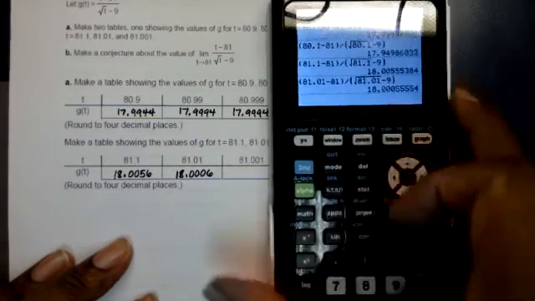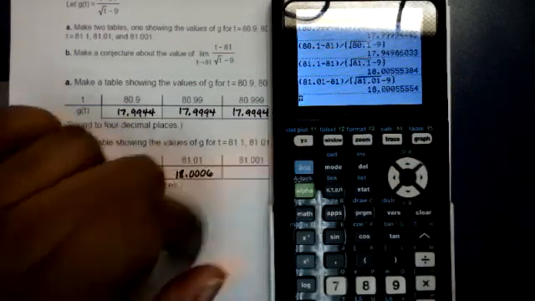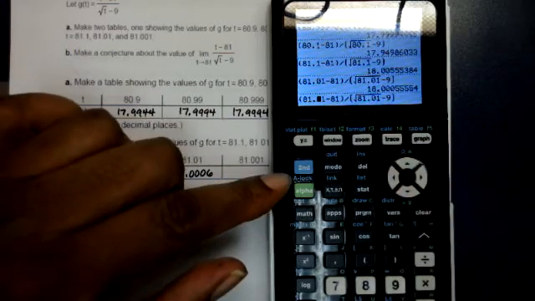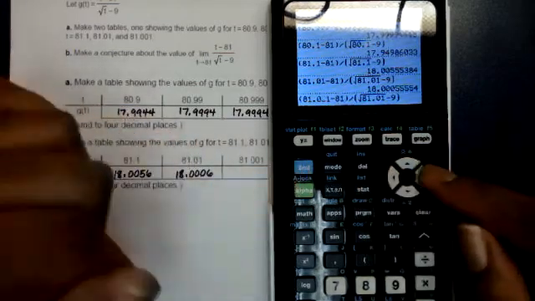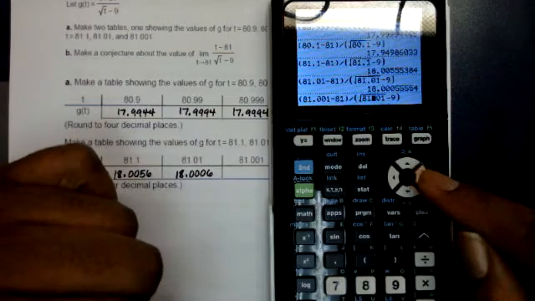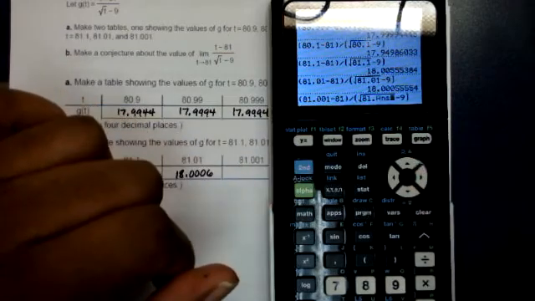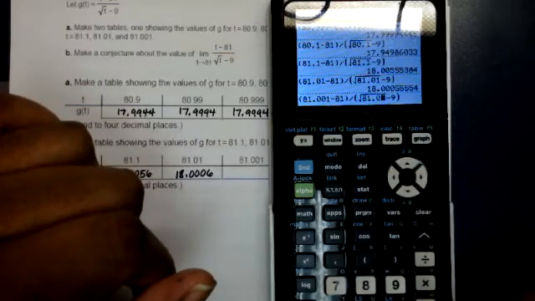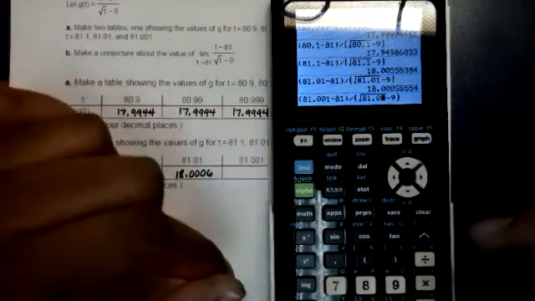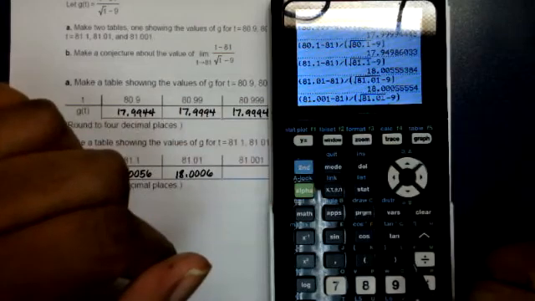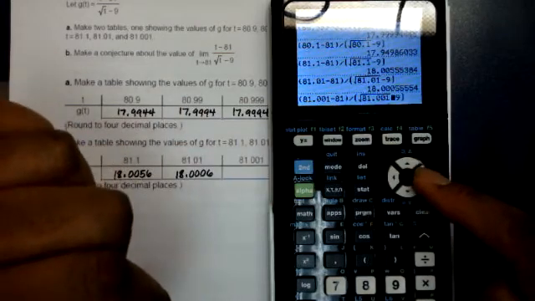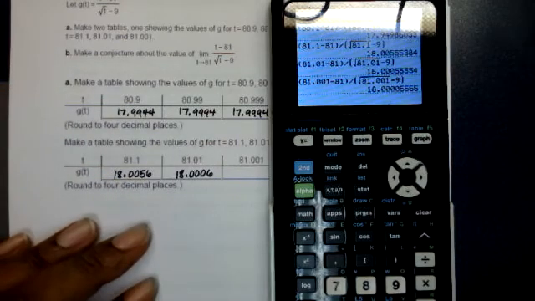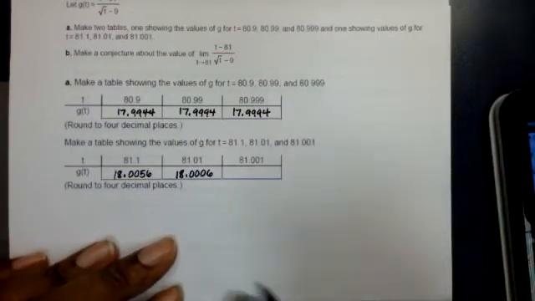And then finally for 81.001, I do second, enter. Put the cursor on top of that first 0 and do second insert to insert another 0. Same thing here. Second, oops. Okay, second insert for another 0. Okay. So as you can see here, this will be 18.0001.